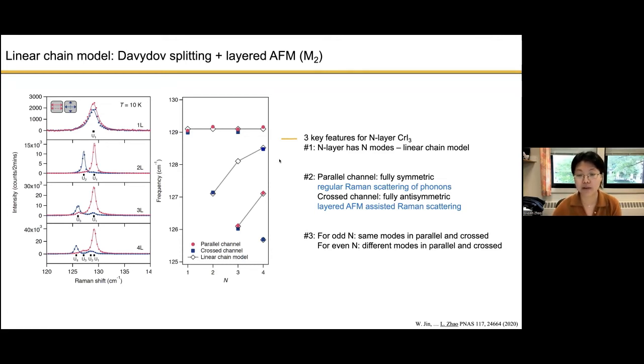The second thing is that we notice for the parallel channel, we still select the fully symmetric Raman tensors. These are still the regular Raman scattering of the phonons. For the cross channel, they still correspond to the fully anti-symmetric Raman tensors, so they are the layered anti-ferromagnetism assisted Raman scattering. And then the third thing we notice is that for the odd layers, we have the very same modes showing in the parallel and the cross channel. But for the even layers, we have different modes showing in the parallel and cross channels.